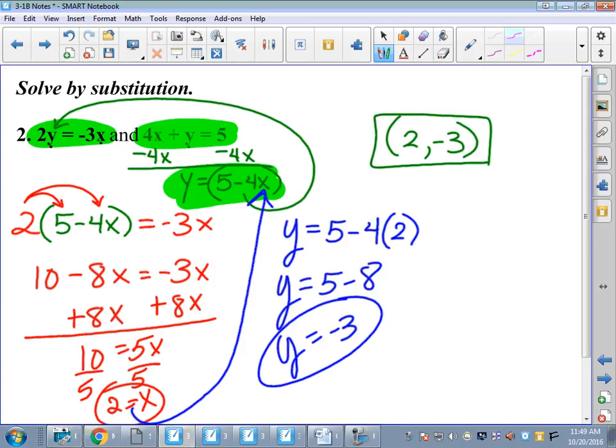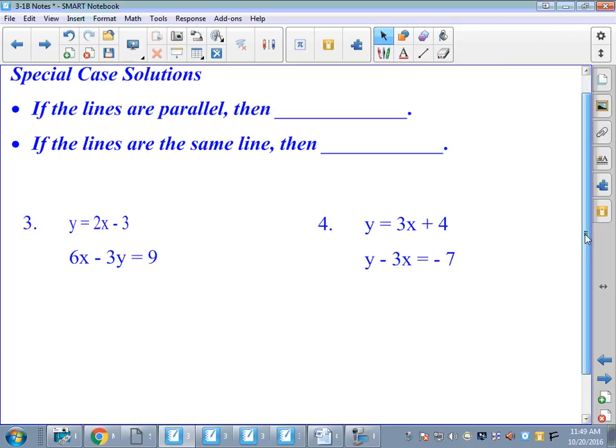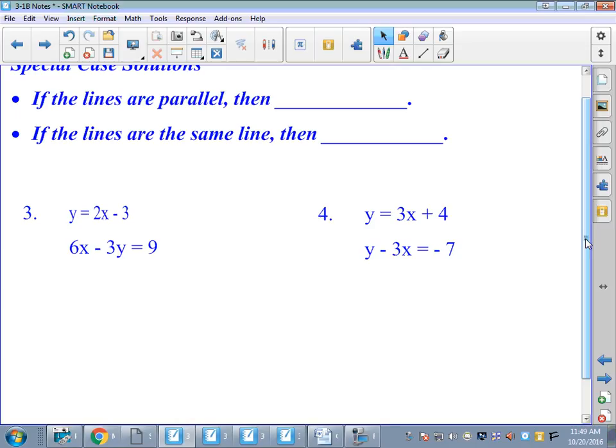Okay, so those first 2 examples, I showed you where the lines would intersect if you were to graph them, and so there's one solution. These next 2 examples are when you had parallel lines, and if you had the same line, how that looks as a substitution problem. So if the lines are parallel, then we would say no solution. If the lines are the same line, we would say infinitely many.